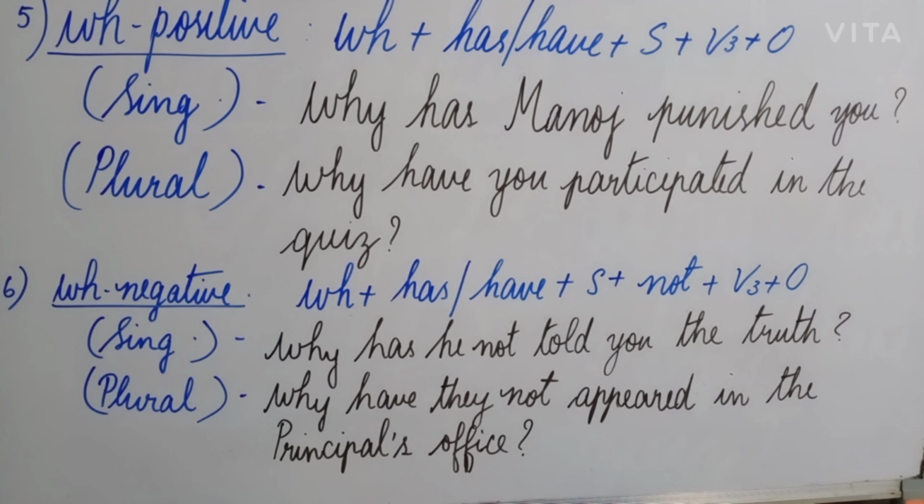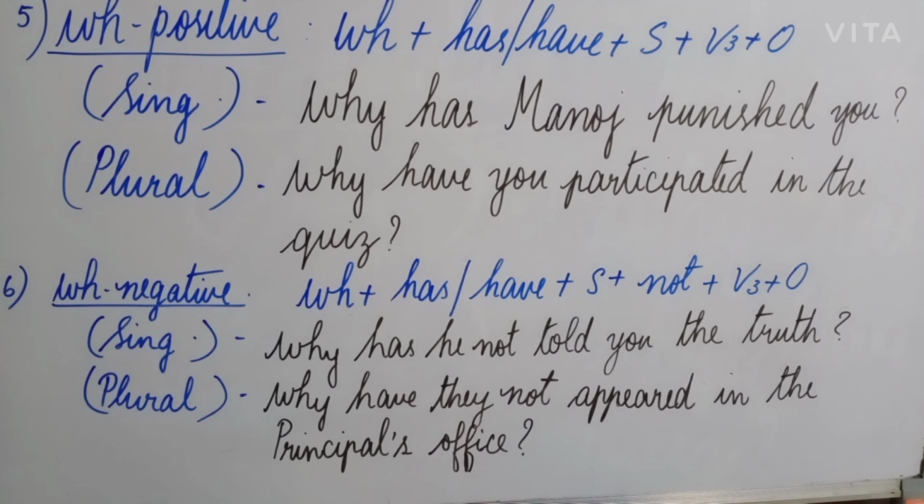Why has he not told you the truth? So he is the subject, has is the supporting verb, tell is the main verb, and when you change it, it is an irregular verb. So tell, told, you cannot add ed to tell, it is an irregular verb. So then you have got told as the main verb. Verb 3 form of tell is told.